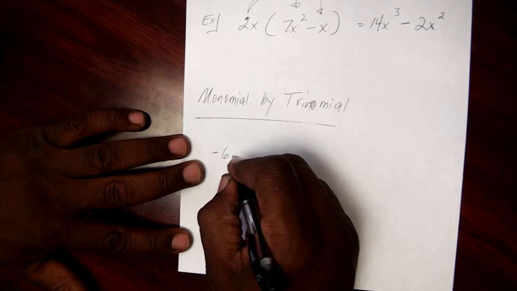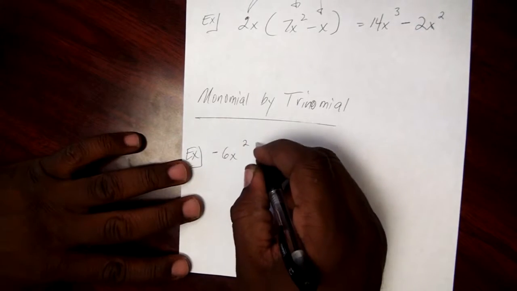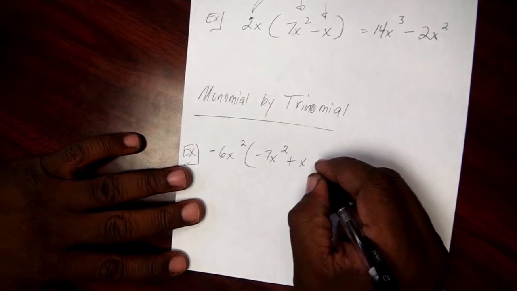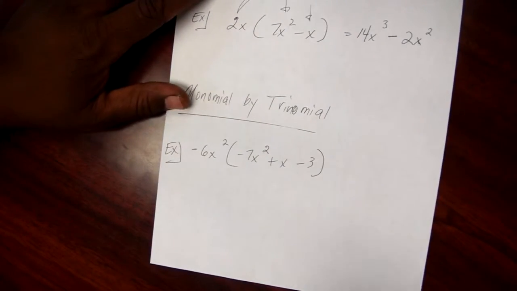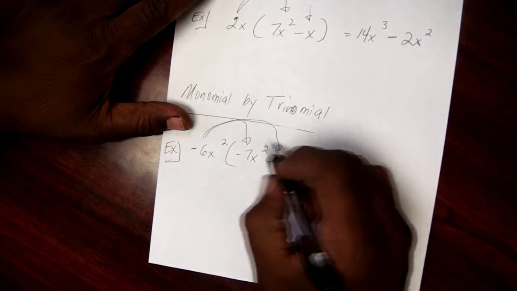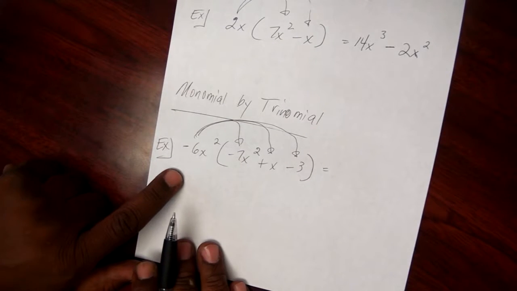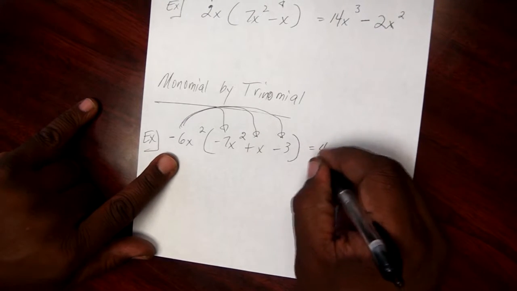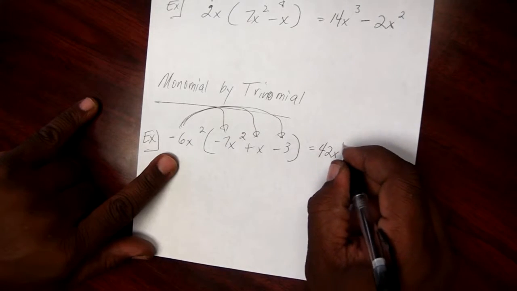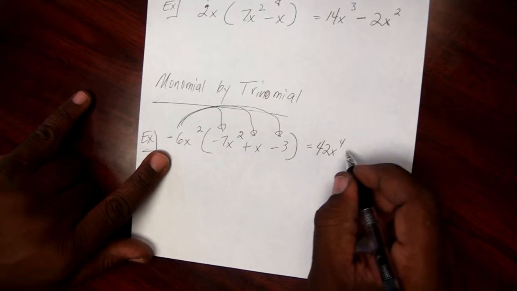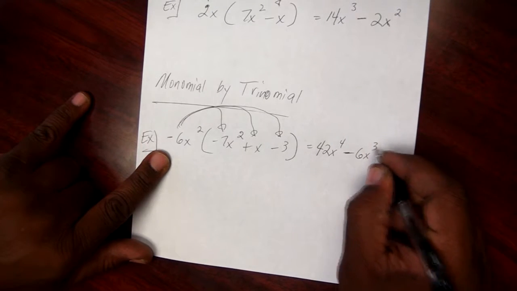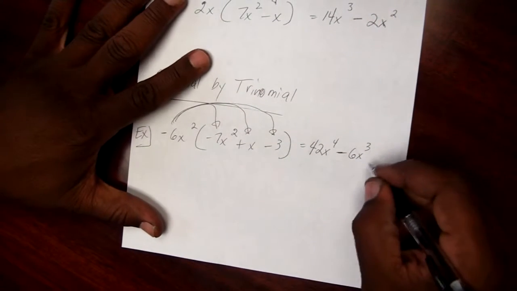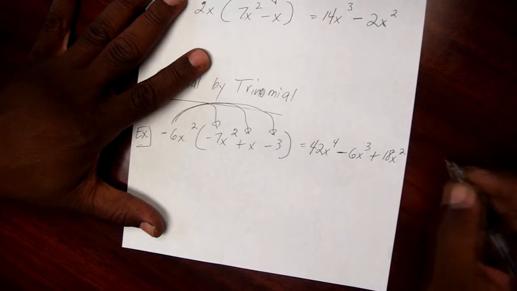Negative 6x squared times the quantity negative 7x squared plus x minus 3. So here again I'm going to distribute negative 6x squared. If we distribute that with our first term, a negative times a negative is a positive. 6 times 7 is 42. X squared times x squared is x to the fourth. A positive times a negative is a negative. 6x cubed, because x squared times x to the first is x to the third. A negative times a negative is a positive. 18x squared.